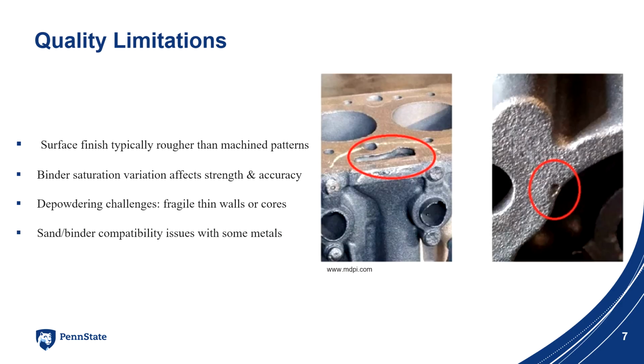So now let's look at some of the quality limitations. Printed sand molds tend to produce rougher surfaces compared to molds made from precision machined patterns. Thin features may be fragile, especially during depowdering. If the binder doesn't fully saturate, or if the binder saturation is off, we could see dimensional variation or weak mold sections. And depending on the metal we are pouring, the binder breakdown can introduce gas or inclusions. None of these issues are deal breakers, but they do require tighter process control than our current setup.